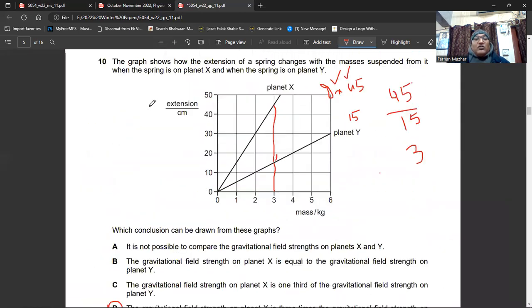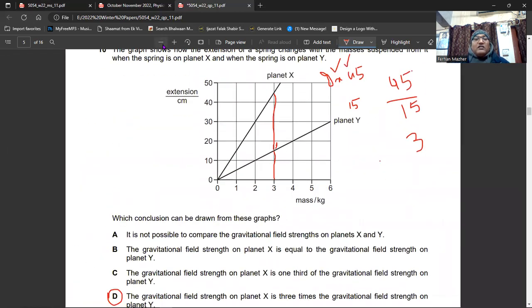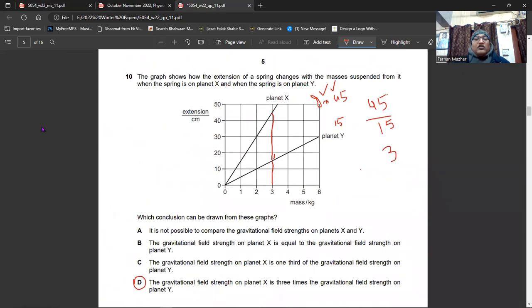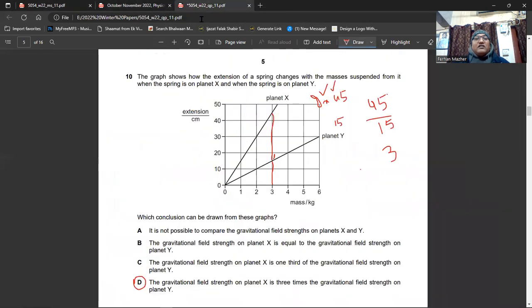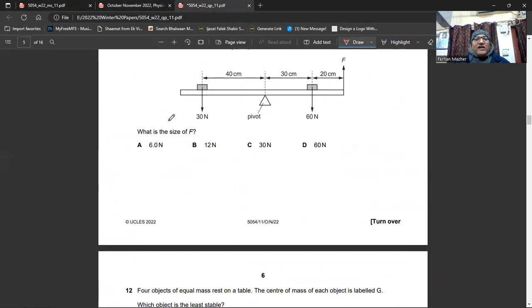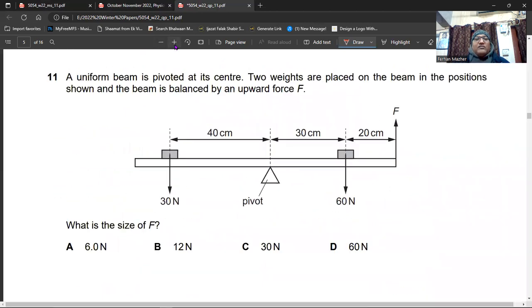So let me show you the whole question. Okay, so this is question number 10. I think D is the right choice. Question number 10, D is the right choice, sir. Okay, so we are going to the next question, that is question number 11.